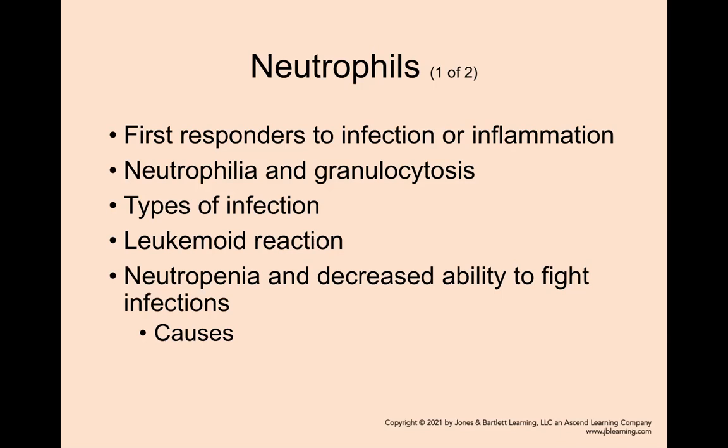Neutropenia is the decreased ability to fight infections, and that is when your white blood cell count is less than 15,000. This lowers the body's ability to fight infections, and there are multiple causes of this. The possible causes include severe infection, aplastic anemia, leukemia, bone marrow suppression from chemotherapy, radiation, immunosuppression, or low vitamin B12.